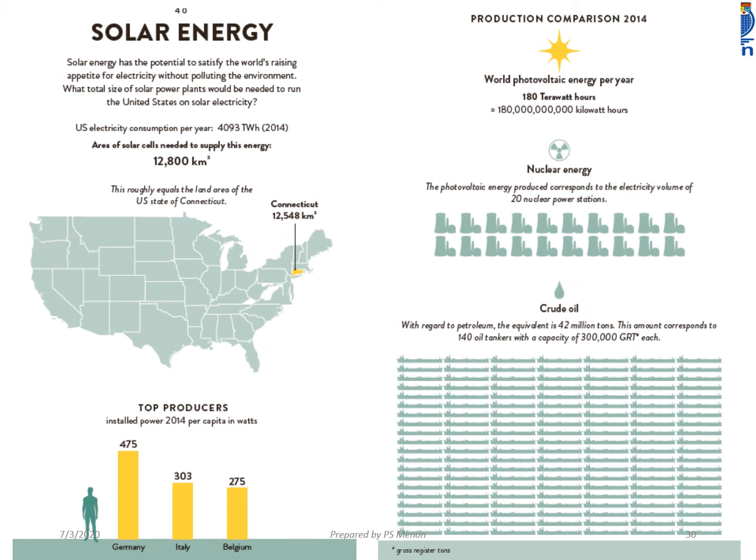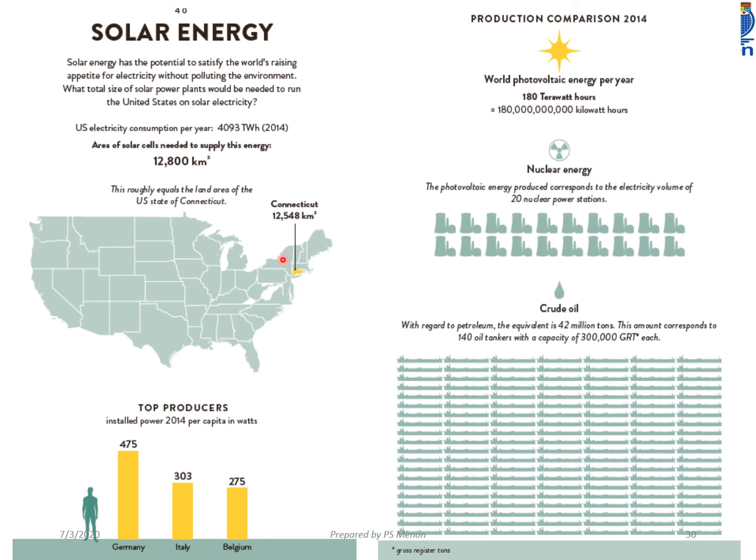Solar energy has the potential to satisfy the world's rising appetite for electricity without polluting the environment. What total size of solar power plants would be needed to run the United States on solar electricity? US electricity consumption per year is 4,093 terawatt hours. This is in 2014. And the area of solar cells needed to supply this energy is 12,800 kilometers squared, which is equivalent to the land area of the US state of Connecticut.